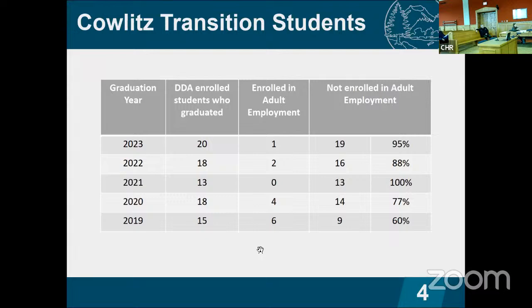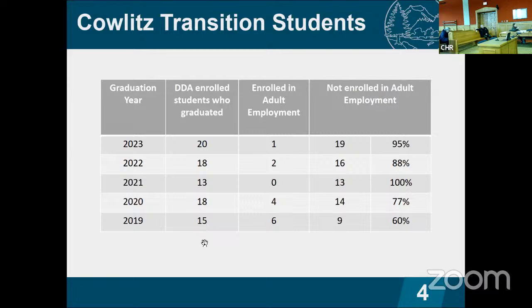One of the questions that came up before was, how many students are we talking about and how many are we missing right now in employment services? I looked back, and we were able to pull data from the last 5 years. What it shows for each year is DDA enrolled students who have graduated. We see anywhere from 15 to 20 students or so graduating who are enrolled in DDA services when they graduate high school.